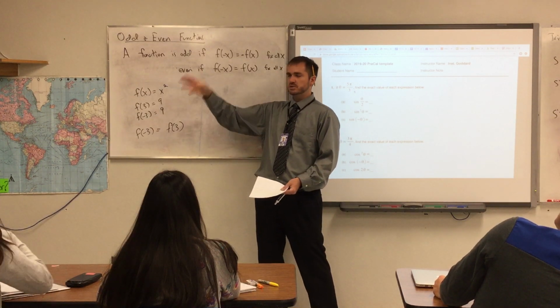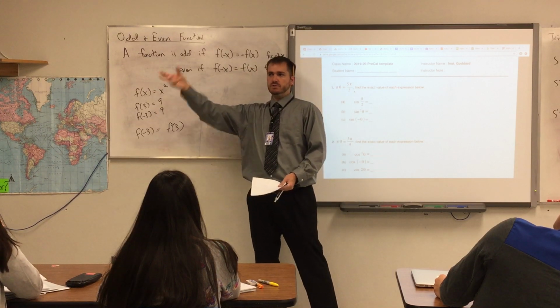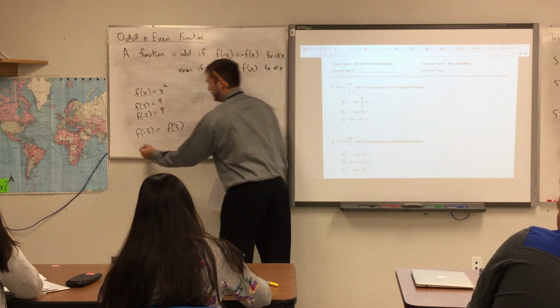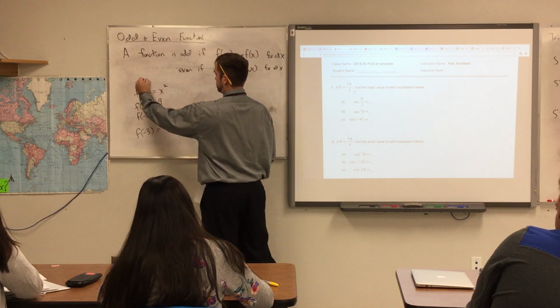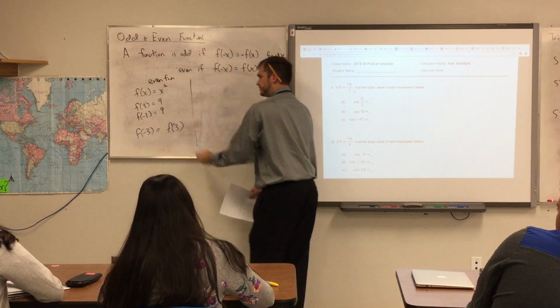Any number, I square it, I'm going to get it squared. If I take the negative of that and I square it, I'm going to get the same answer. Okay, great. We thought through it. Yes, it's going to work. It's even. So f of x equals x squared is an even function.